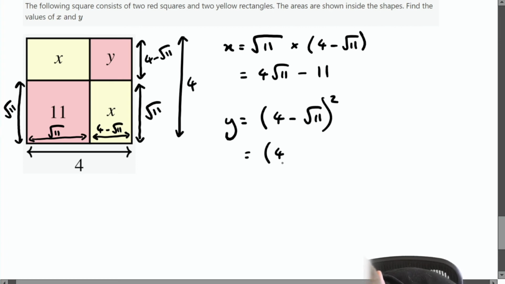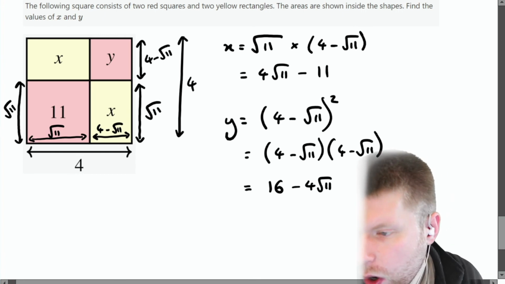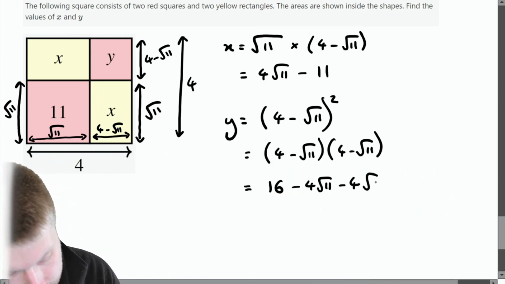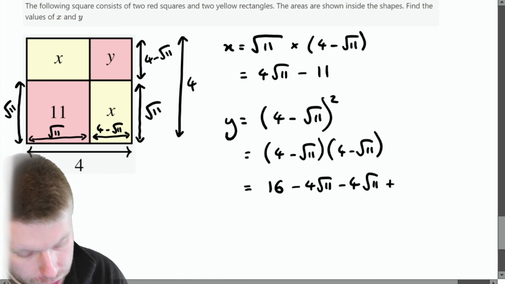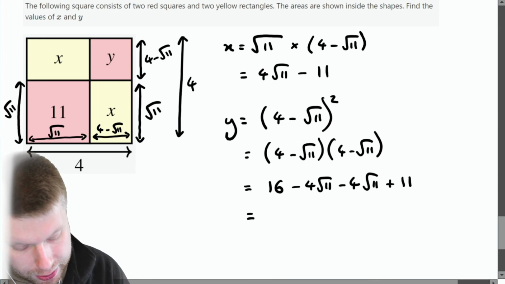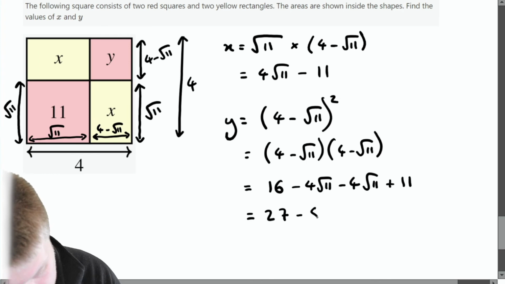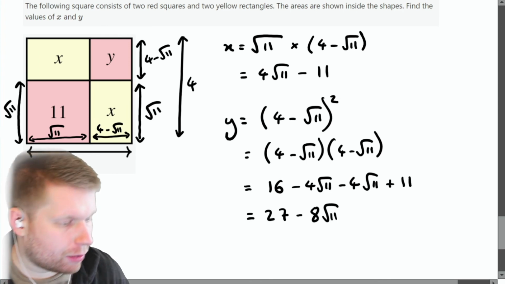Well, squaring this, you can just think about this as 4 minus root 11 times 4 minus root 11, okay? Which means that if I use my distributive law, I get 4 times 4, which is 16, 4 times negative root 11, which is negative 4 root 11, negative root 11 times 4, which is negative 4 root 11, and then negative times a negative, which is a positive, root 11 squared, which is just 11. So tidying this up then, I get 16 plus 11, which is 27, minus 8 root 11. Minus 4 root 11 minus 4 root 11 is minus 8 root 11.